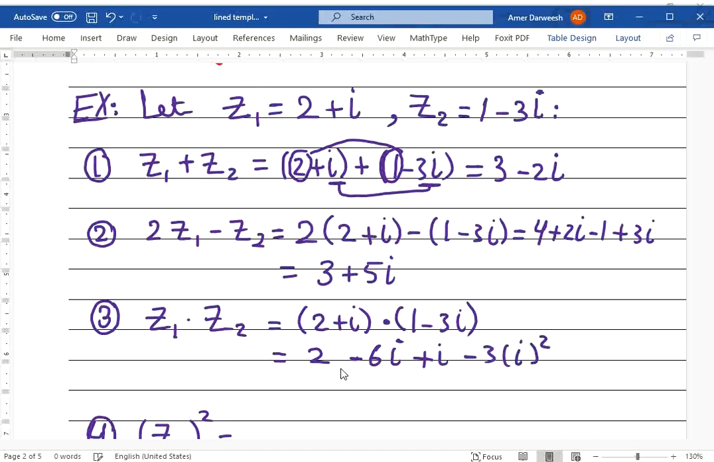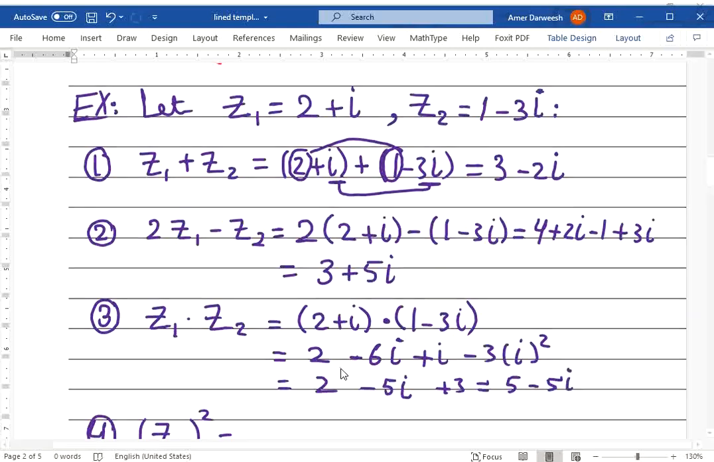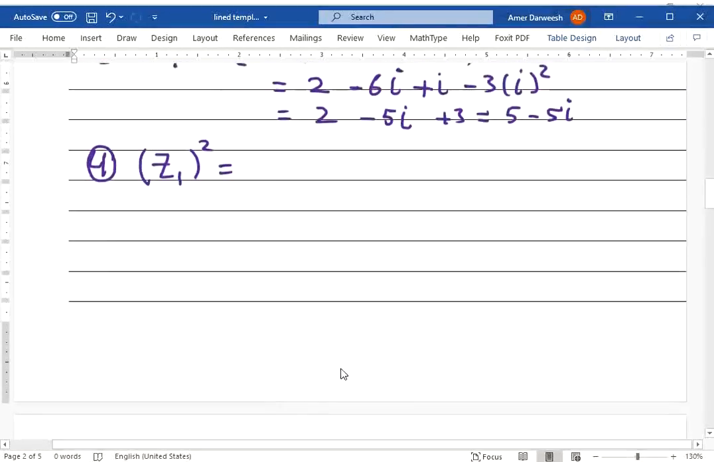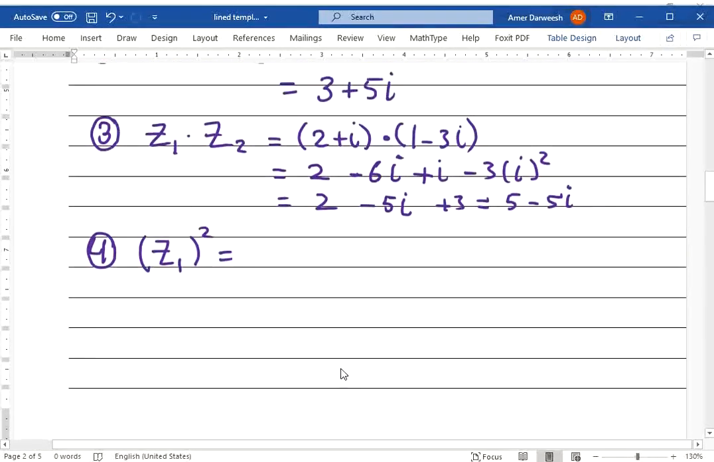ملاحظتنا اللي حكيناها انه محل I squared هو عبارة عن minus 1. So 2 minus 6I plus I is minus 5I and minus 3 times minus 1 is plus 3. So the answer is 5 minus 5I. إذا حتى ضرب الأعداد الكومبلكس بنفس طريقة ضرب الأعداد الريال بس مع مراعاة إنه الI squared is minus 1.